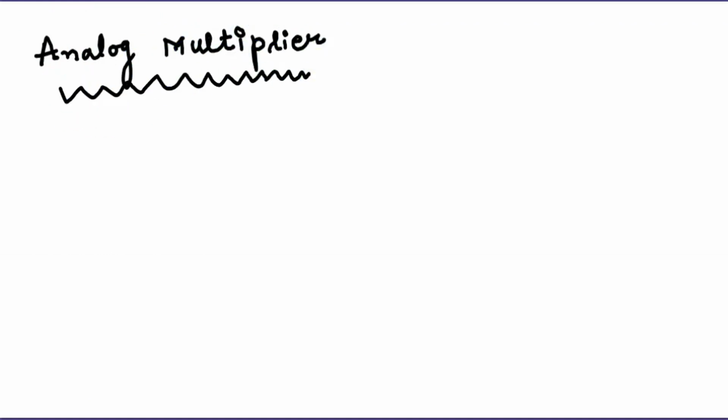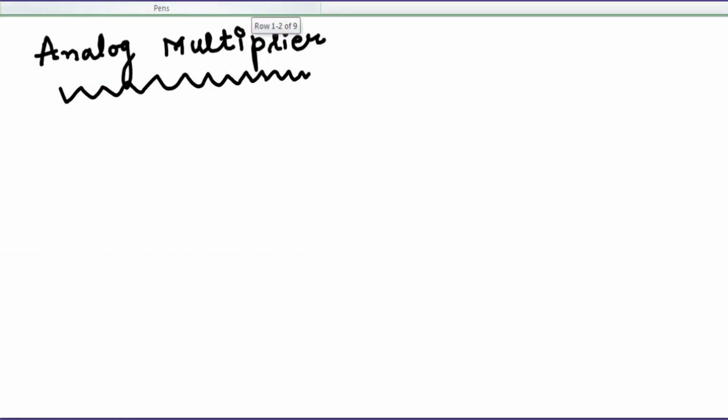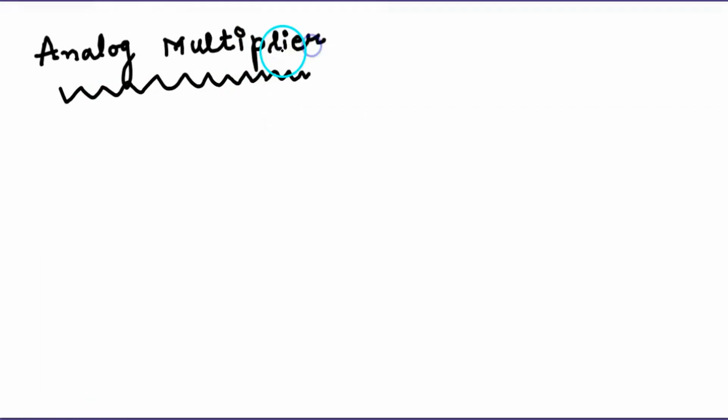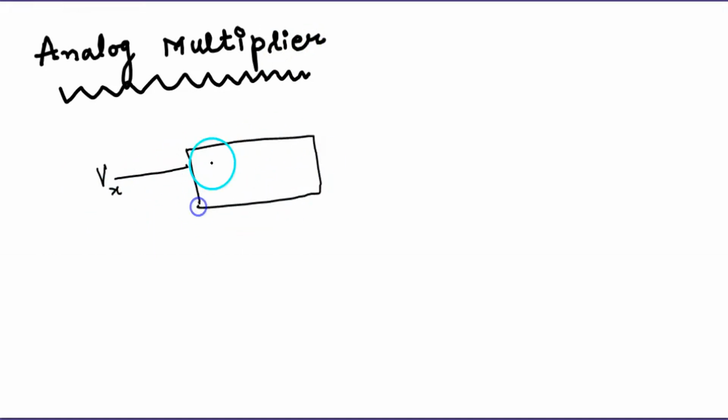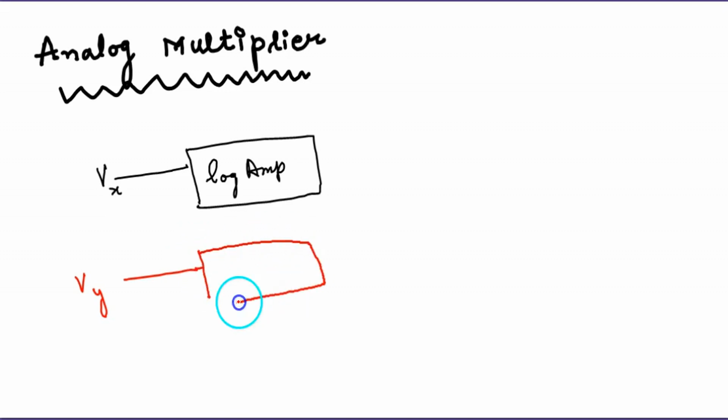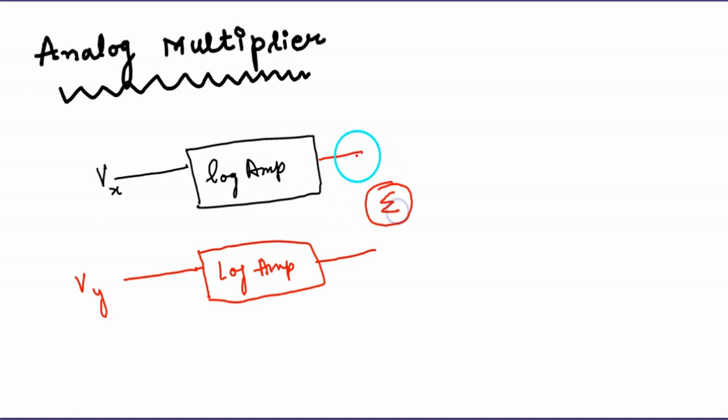Now what's analog multiplication? How can it be realized by using logarithmic amplifiers? Vx is the input voltage given to a logarithmic amplifier. Vy is the second input, again given to a logarithmic amplifier. The outputs of the two logarithmic amplifiers are given to the summing device.